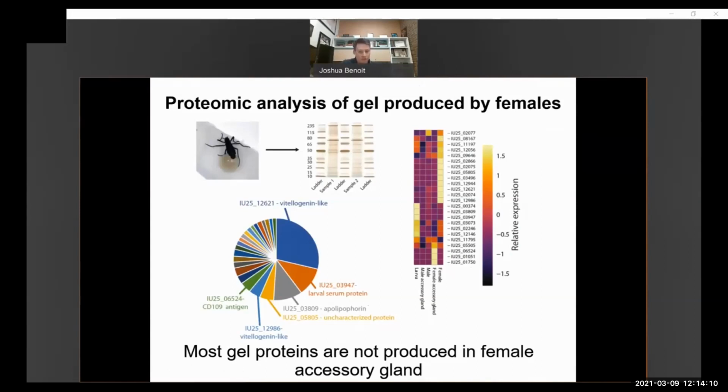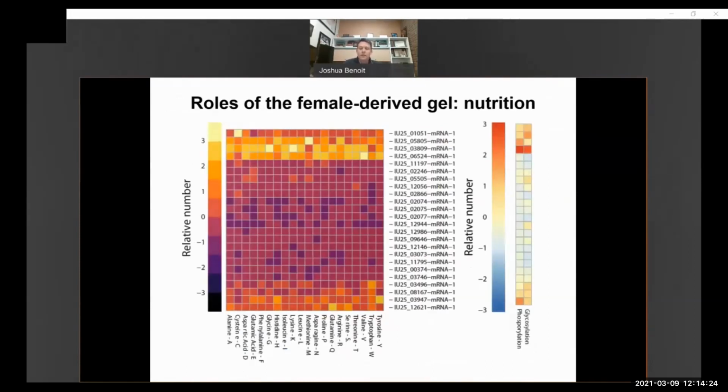So this seems to be more just a storage for it, but some of them are made in the larval stage and some of them may be made within other locations within the female and transported to the female accessory gland for excretion. So what is the role of this gel?